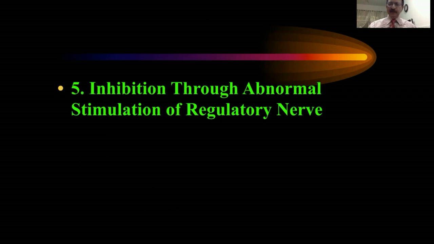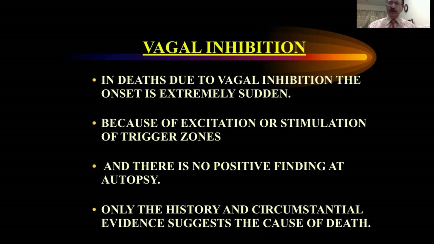Then there can be inhibition through abnormal stimulation of the regulatory nerve, that is the vagus nerve, that is vagal inhibition. In deaths due to vagal inhibition, the onset is extremely sudden because of stimulation at the trigger zones, and there is no positive finding at autopsy. Only the history and circumstantial evidence suggest the cause of death. So any interference at the trigger zones can lead to stimulation of the vagus nerve, and that will lead to sudden cessation of the heart.